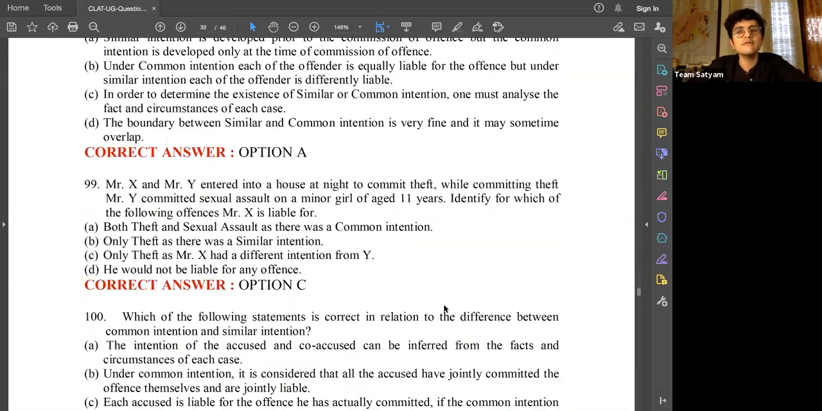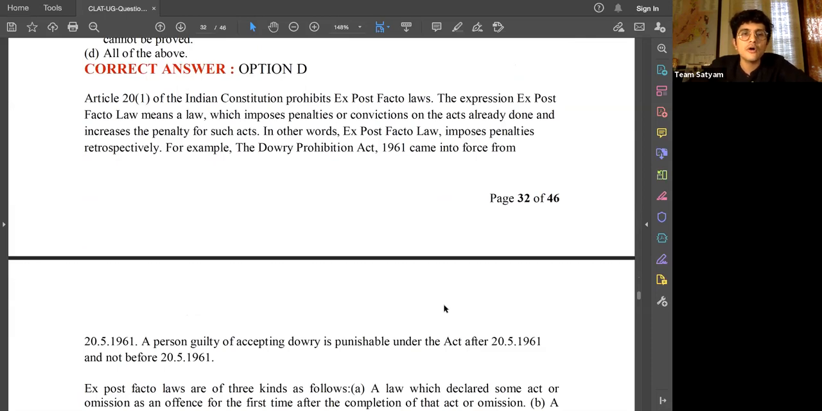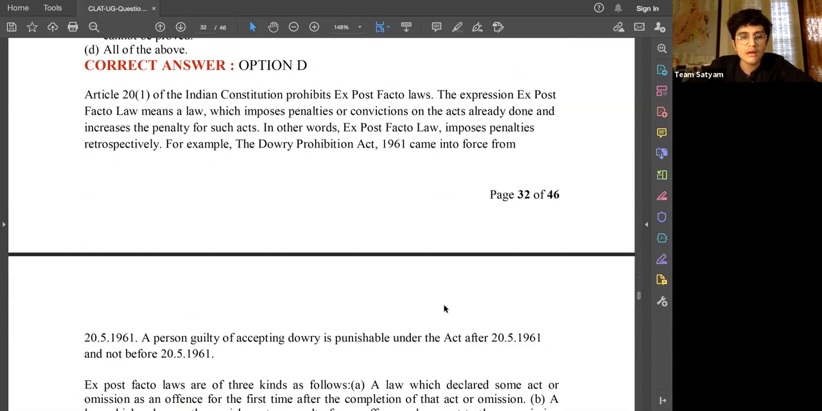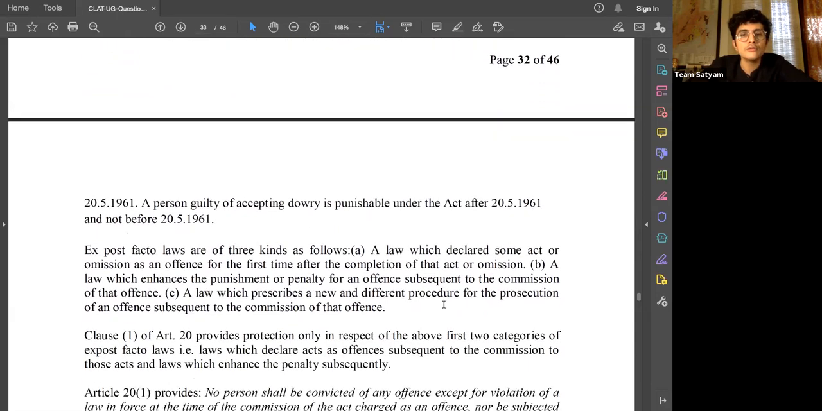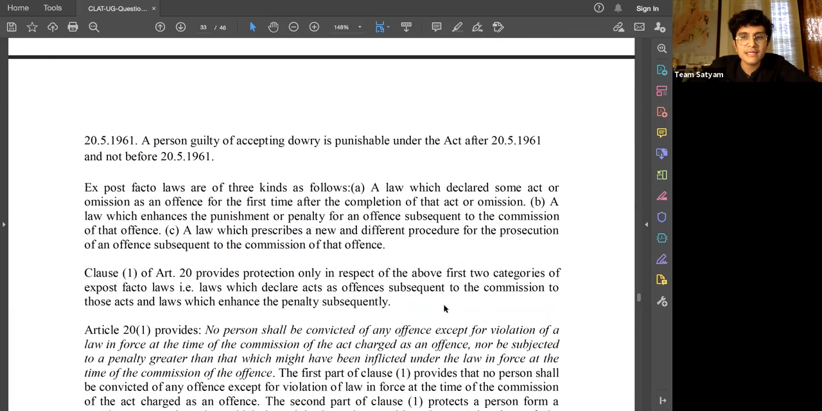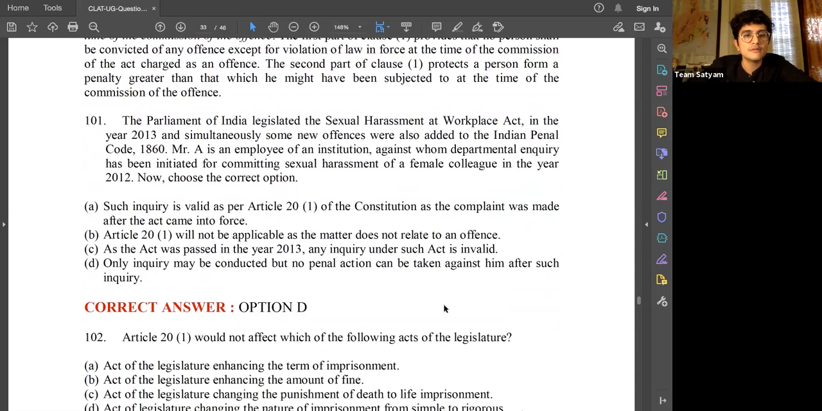So question number 103 formed a part of the passage on Article 20, Clause 1, which is the prohibition on ex post facto laws. So it is squarely told to us that Article 20, Clause 1 provides protection only in the case where some law declares an act to be an offense after it has been committed. So in that context, we also have that a law which enhances the punishment or penalty for an offense subsequent to the commission of that offense is also something that Article 20, Clause 1 provides protection against. Now let's look at question number 103.